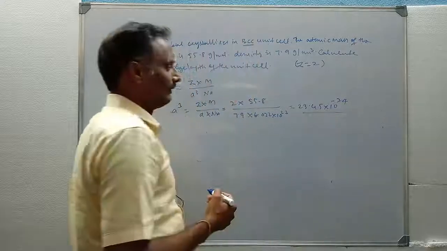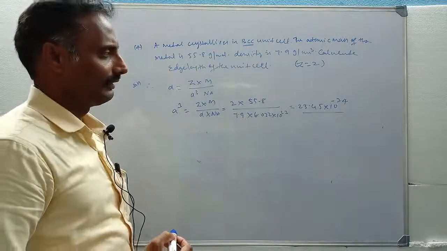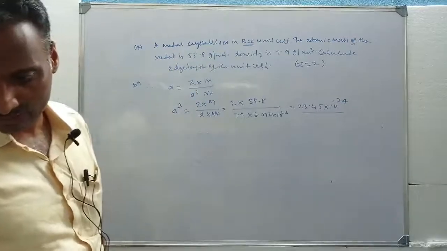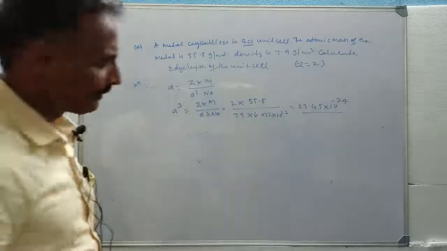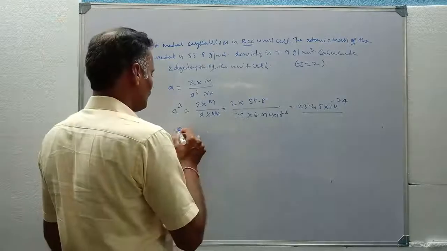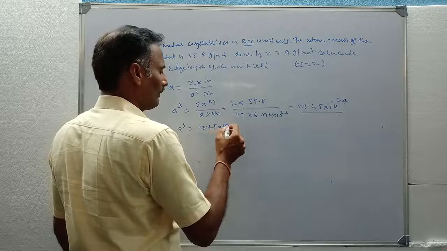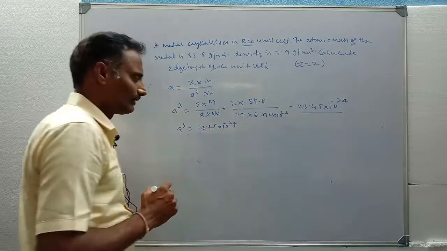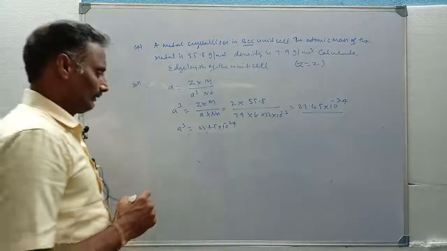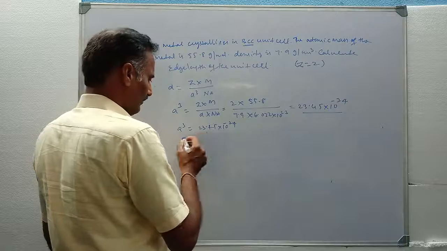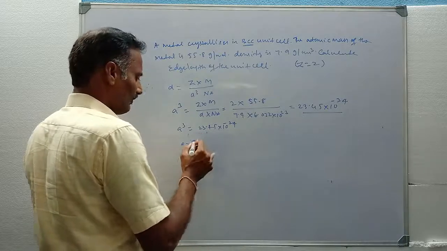This is the A cube value, in centimeter cube. By knowing the A cube value, you convert it: A cube equal to 23.45 into 10 to the power of minus 24. Then you convert this to find out A. A cube equal to, what is A?